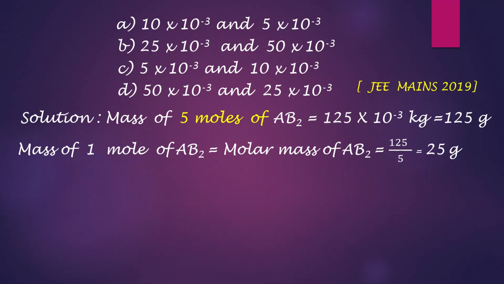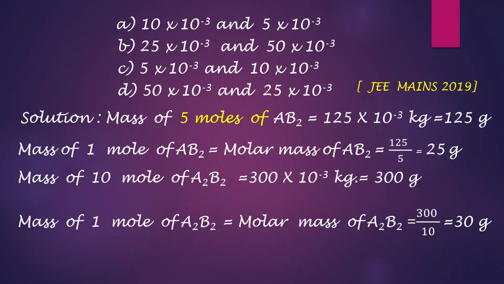Okay. Next let us take A2B2. The mass of 10 moles of A2B2 equals 300 × 10^-3 kg. If you convert this to gram, this becomes 300 gram. So the mass of 10 moles of A2B2 equals 300 gram. So the mass of 1 mole of A2B2, that is the molar mass of A2B2, is 30 gram. So the molar mass of AB2 is 25 gram and the molar mass of A2B2 is 30 gram.